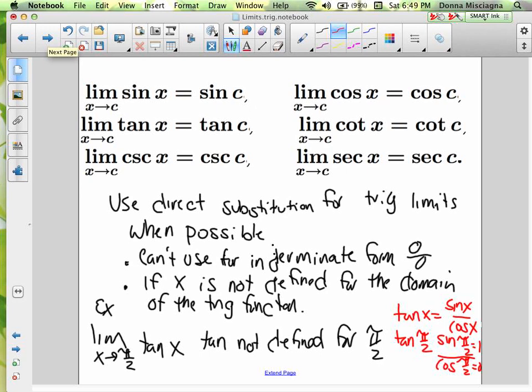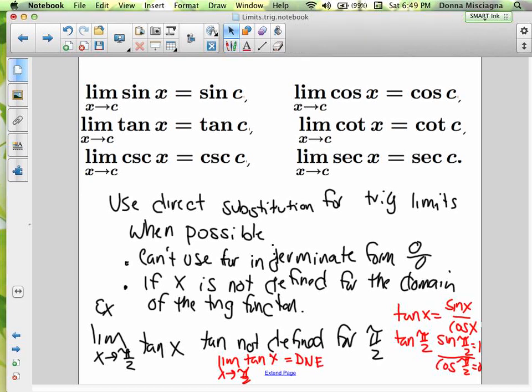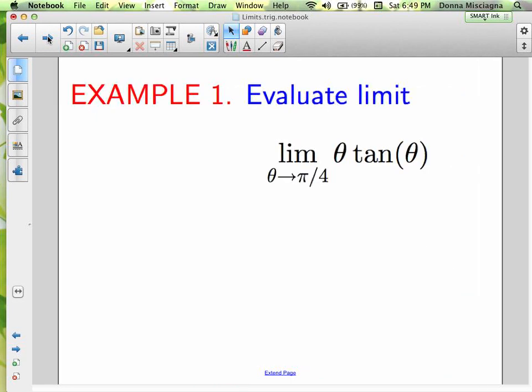So the limit here of tangent x as x approaches pi halves, that would just be a does not exist. So sometimes we can't use substitution. We're going to learn some other techniques that we could use with trig functions when we can't use substitution. Nothing would help that limit of tangent x as x approaches pi halves, however. No matter what, that's going to be does not exist because of the 0 in the denominator, and there's no 0 in the numerator.